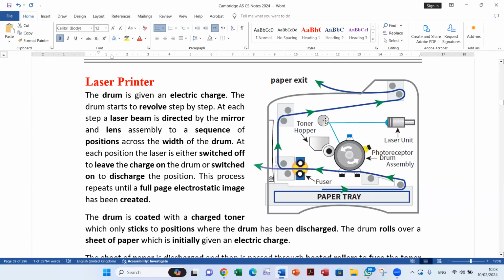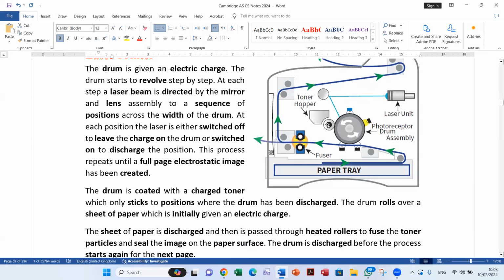So the laser beam draws the image on the drum, the drum rotates and touches the toner reservoir, okay? And then the part to be printed will be filled by ink. Then it keeps rotating, and then it touches the piece of paper. Here is the paper tray, and here is the paper. And the ink, the powder, now sticks to the paper.